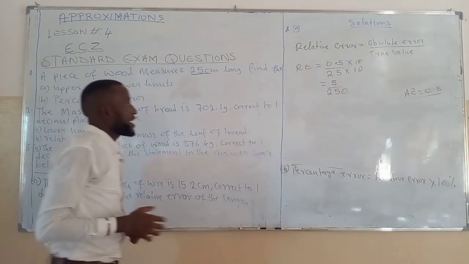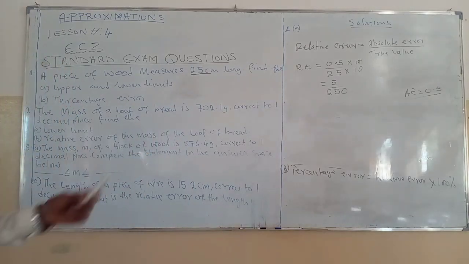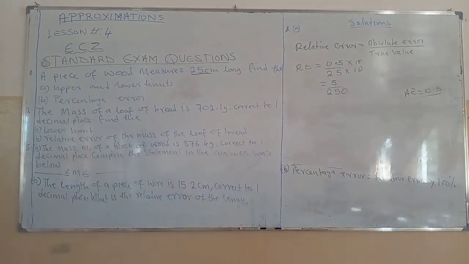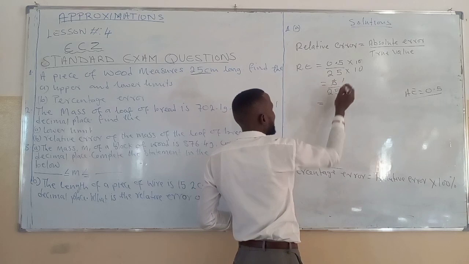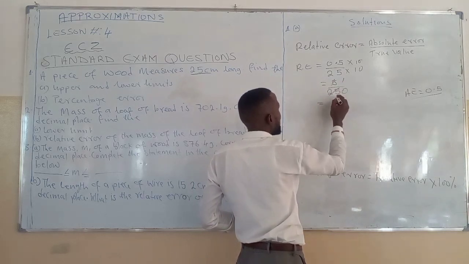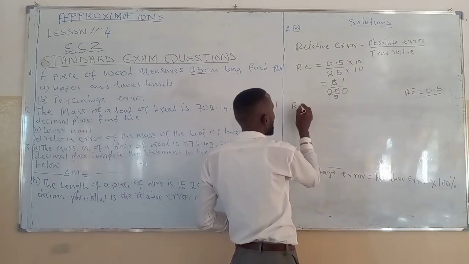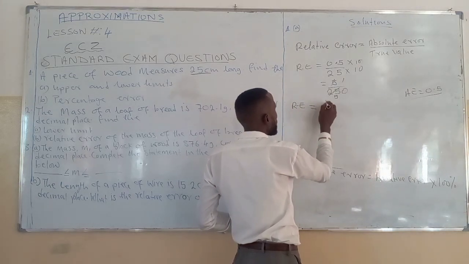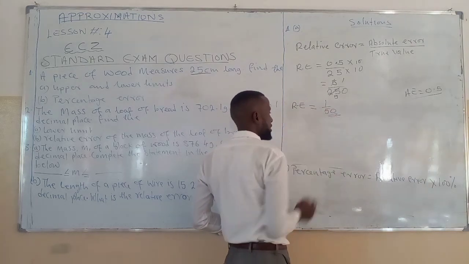Once you do it like that, then you just divide and you have found the relative error, then multiply by 100 and you are done. So that is one way you can answer this one. 5 into 25 is 5, so we are going to have our relative error to be 1 over 50. That is my relative error.